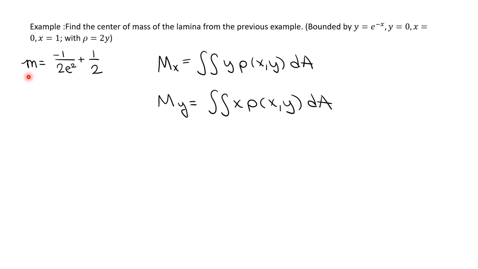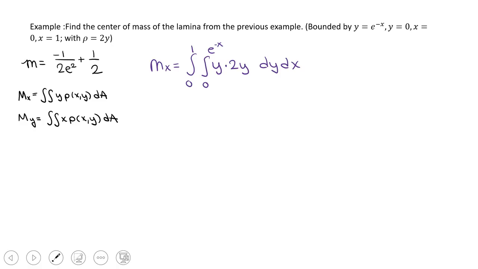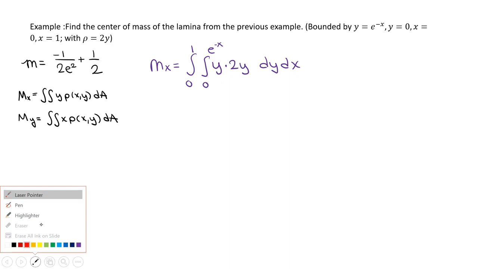Now we're going to compute our moments of mass with respect to the x-axis and y-axis. I just jotted down those formulas from the previous slide to remind me of what we're doing. I'll start by finding my moment with respect to the x-axis. So I'm going to be integrating y times my density function, which was 2y. And I want to integrate it over the exact same region we worked with in the previous example.